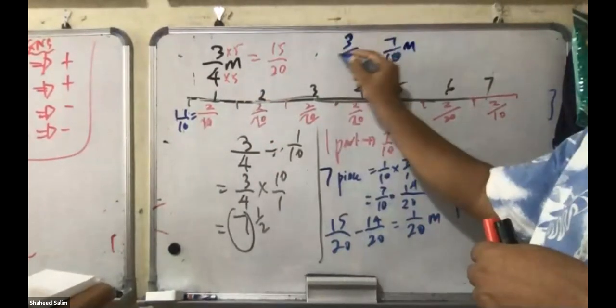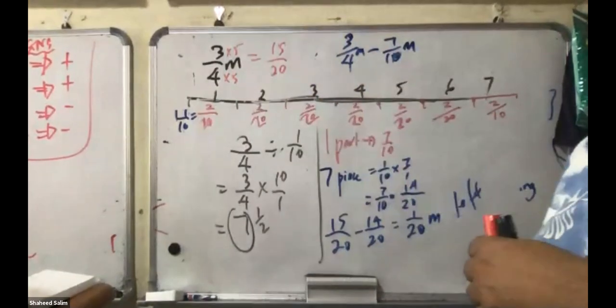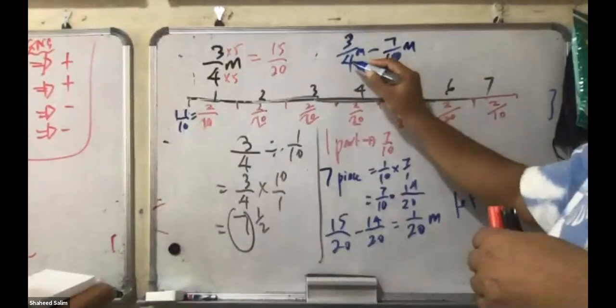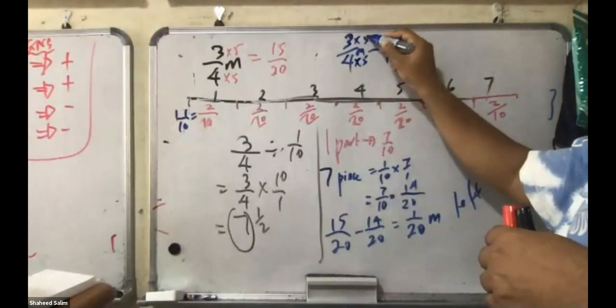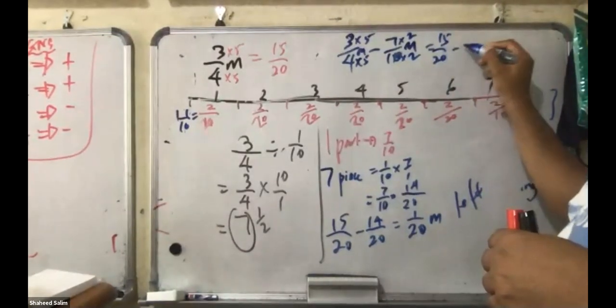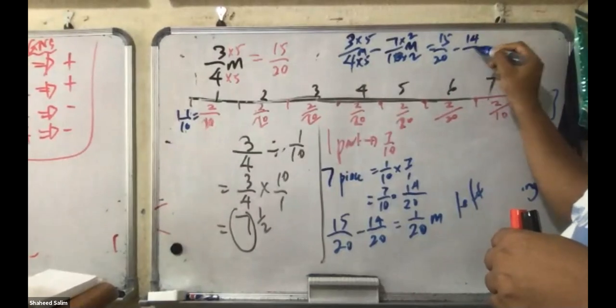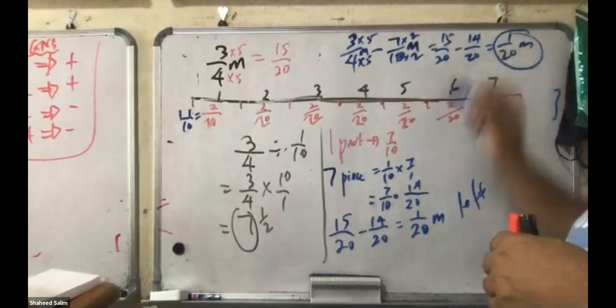At first you got 3/4 meters. So you minus. 3/4 minus 7 out of 10. You times by 5, you times by 5, you times by 2, times by 2. You get 15 over 20 minus 14 over 20 equals 1 over 20 remainder.